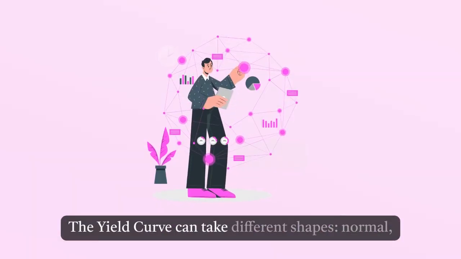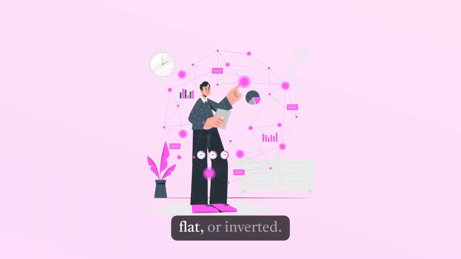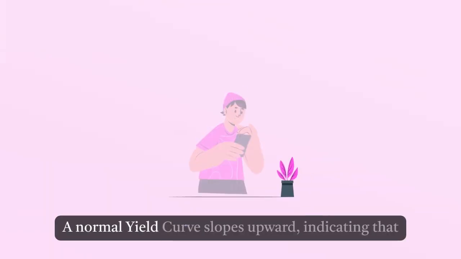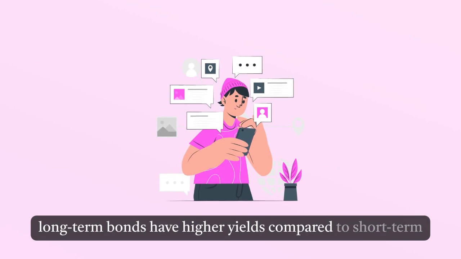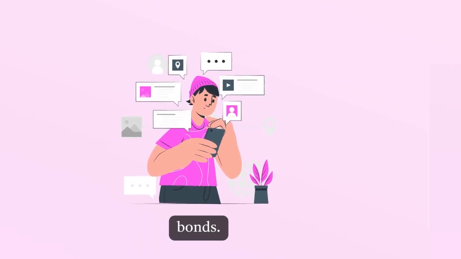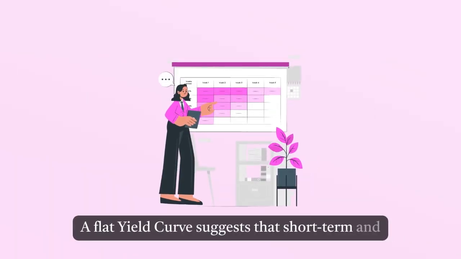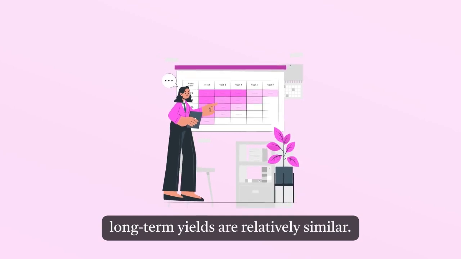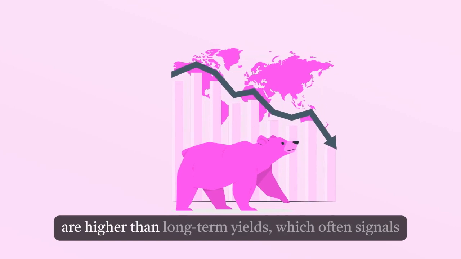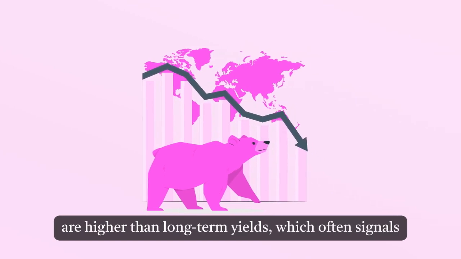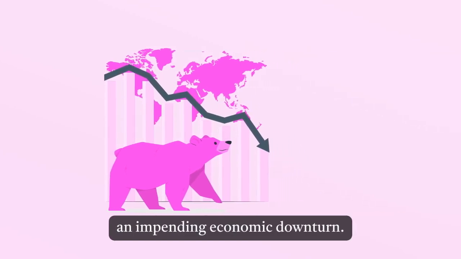Shapes of the yield curve. The yield curve can take different shapes: normal, flat, or inverted. A normal yield curve slopes upward, indicating that long-term bonds have higher yields compared to short-term bonds. A flat yield curve suggests that short-term and long-term yields are relatively similar. An inverted yield curve occurs when short-term yields are higher than long-term yields, which often signals an impending economic downturn.